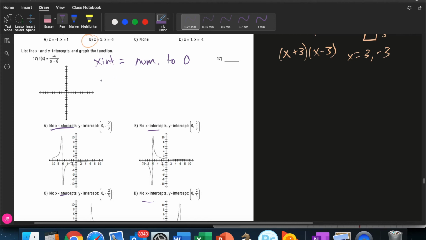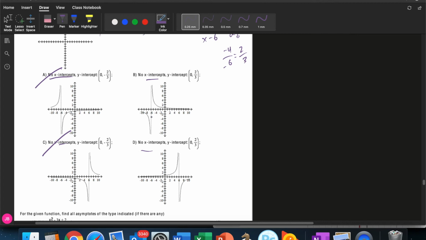Next is the y-intercept. And for a y-intercept, what you do is you set x equal to 0. So we're going to basically take this, negative 4 over x minus 6, and set x to 0. So negative 4 divided by 0 minus 6, so negative 4 over negative 6, which simplifies to a positive 2/3. So since it's positive, it can't be A, can't be C, it's got to be one of these two.